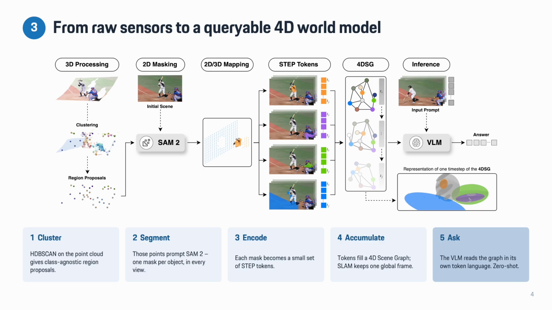SNOW provides such an object-centric interface that is queryable by a VLM to reason about objects and their movement in space and time. It consists of multiple steps. After clustering out region proposals and segmenting objects, each object becomes a small set of so-called step tokens. We will come to those step tokens in a second. Each step token contains spatial and temporal features that are then accumulated in a 4D scene graph through a global representation. This global representation is consistent in time and provides an interface that is naturally queryable by a VLM as it has the same token language the VLM already has.